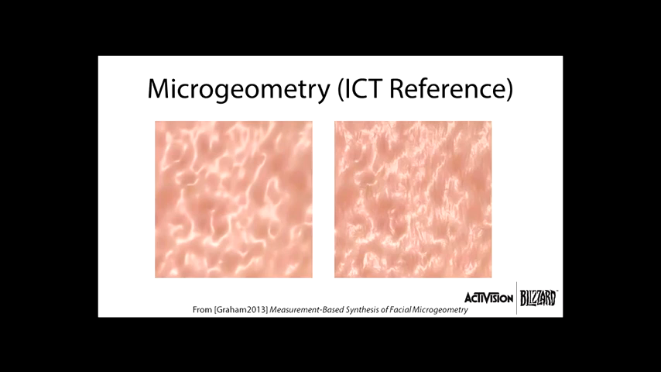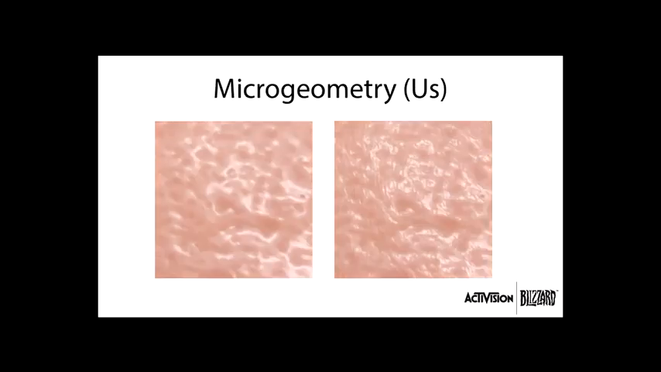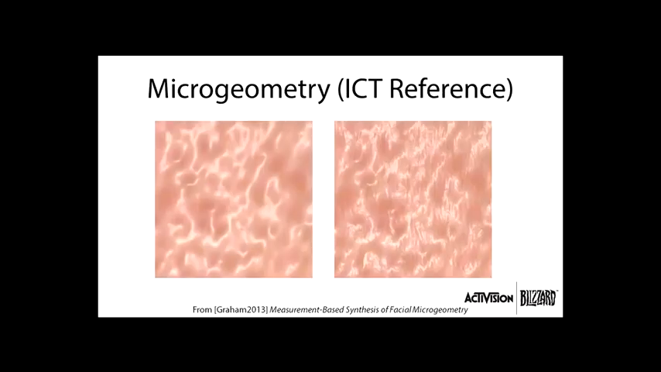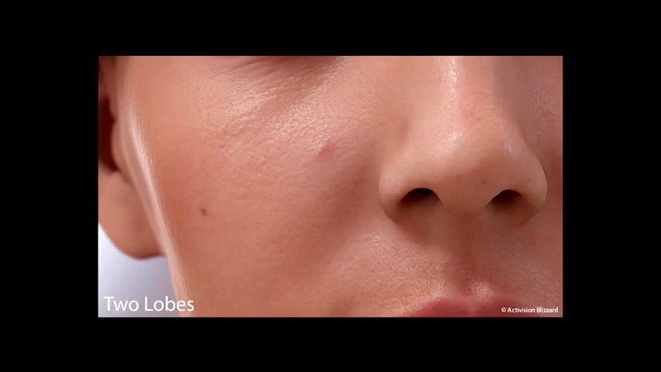So this is what they obtain, and this is our simplified approach, which is actually worse than theirs, but for us it's probably good enough, and it's actually improving the look of faces in a game. So here we have a render with two lobes, and here with two lobes and the microgeometry noise. You can see how it is breaking the orange-peel style bumps on the face into something more organic.